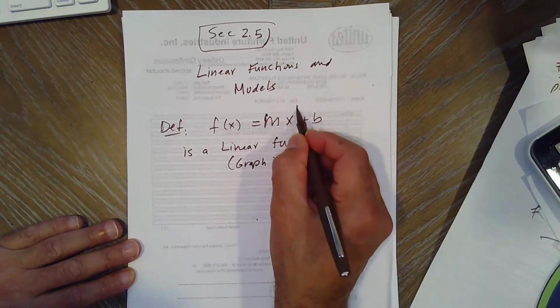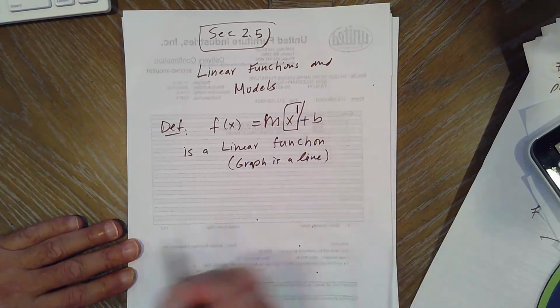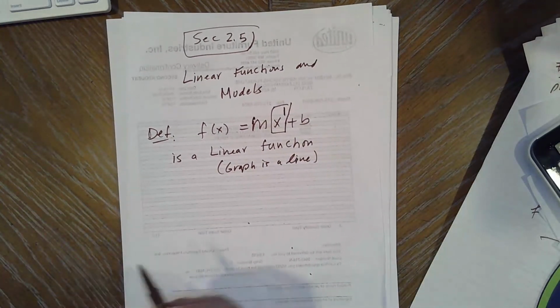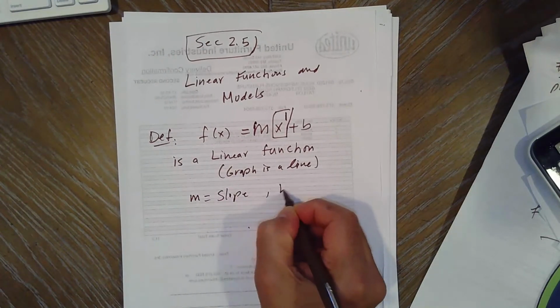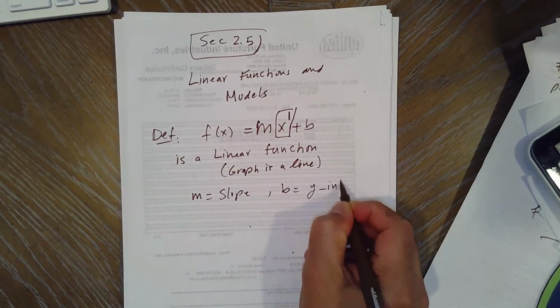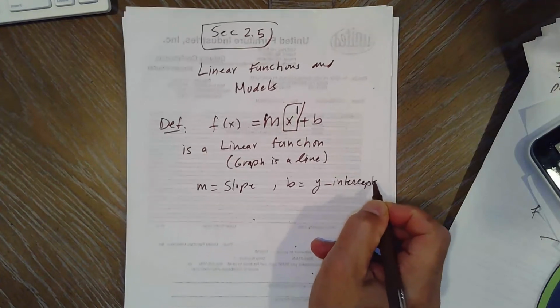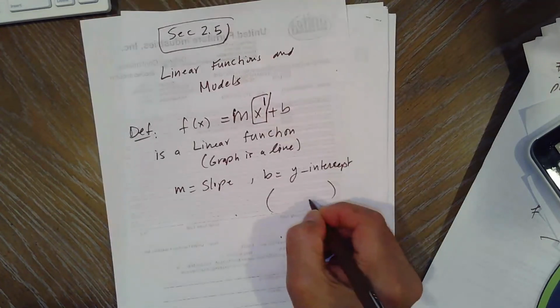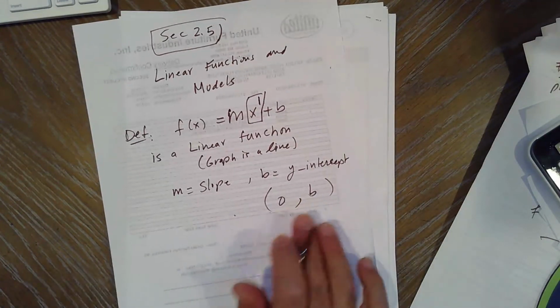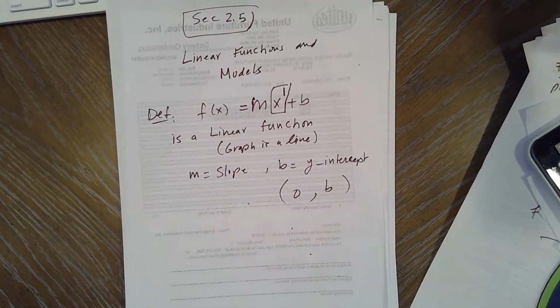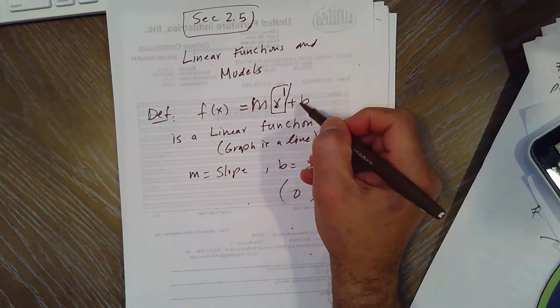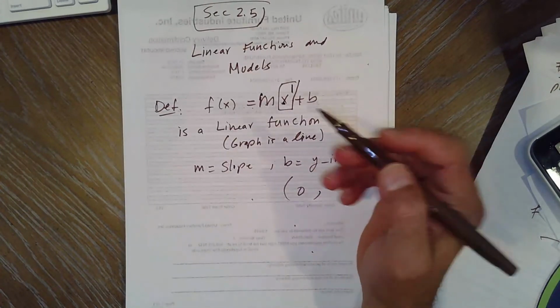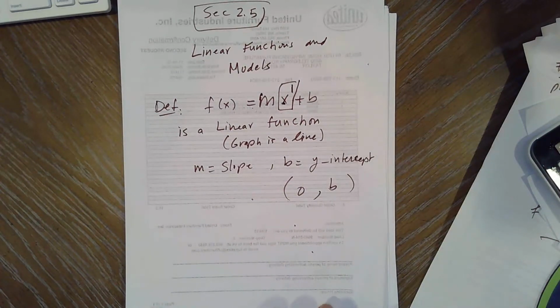and it's linear because x has an exponent of 1. M is called the slope, as you know, of that line, and b is the y-intercept. When we say y-intercept, that means it's the value of y when x is 0. So it's actually (0, b) that is the y-intercept, because if you put in a 0 for x, m times 0 is 0, 0 plus b is b, that's your y value. That's why it's called the y-intercept.